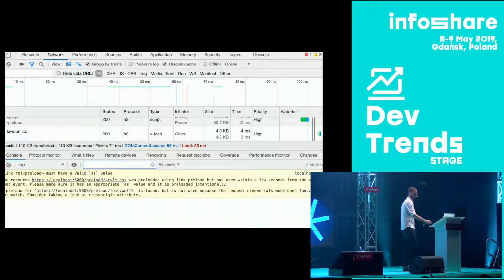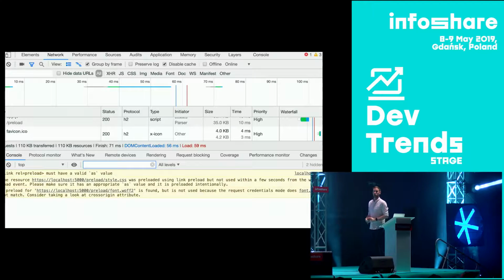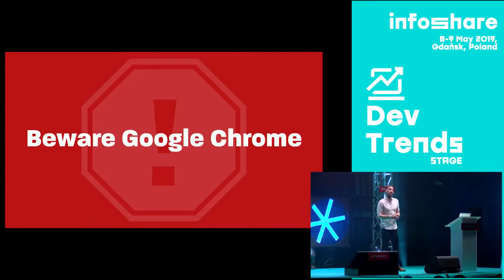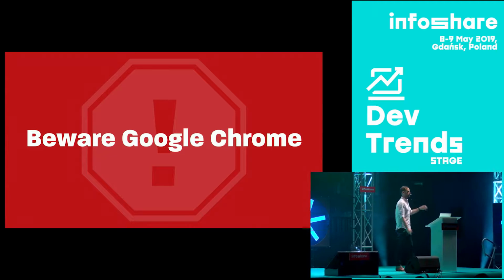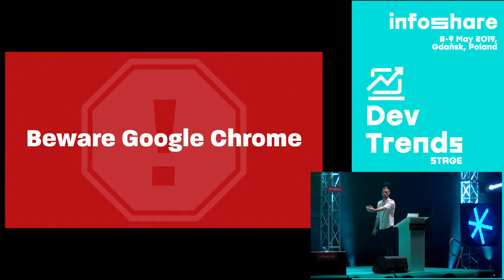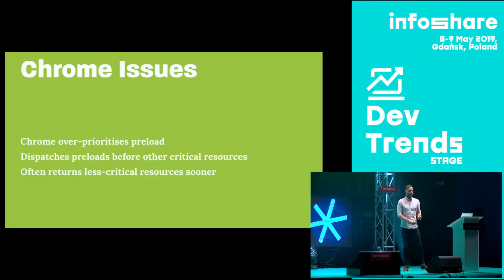Now for the bad news. Chrome is currently quite badly broken, to the point where I am removing preload from client websites. They're working to fix it, but Chrome completely misprioritizes preload. It over-prioritizes it, so it dispatches preloaded requests before more important ones. I'll demonstrate with an example.